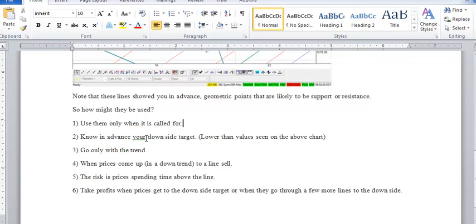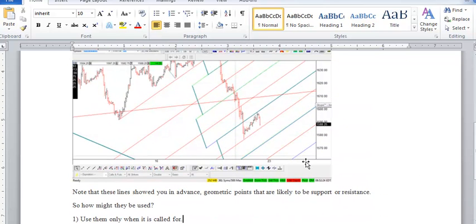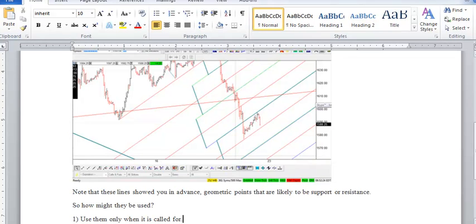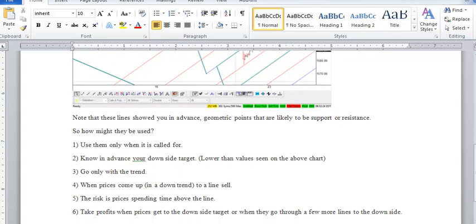And you need to know in advance what your downside target is. In this case here, like I said, it's about the 1530 area at this time point, and as you can see, we still have some room to go. Now, do you get out at the 1530? You might. It really depends on a number of other factors.